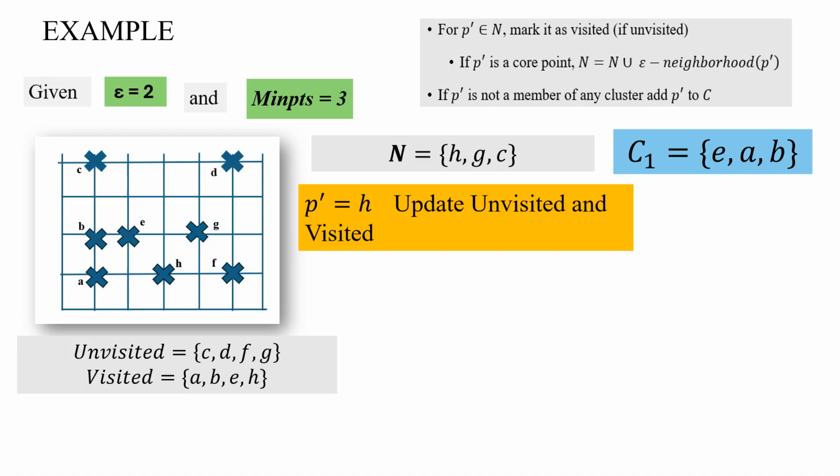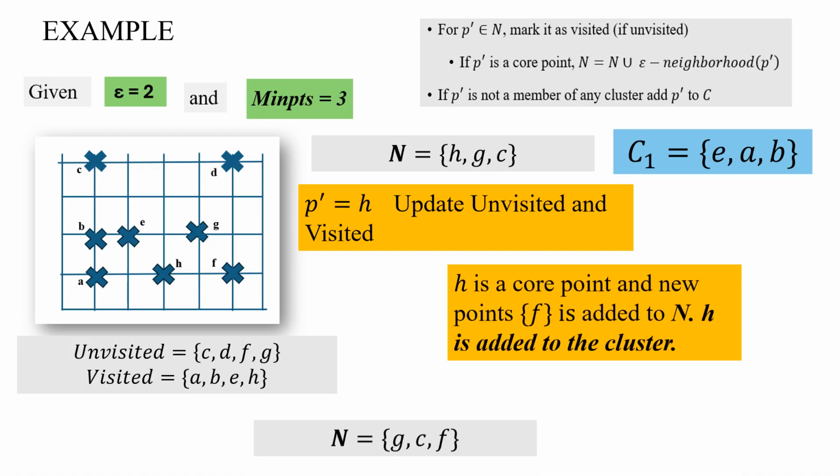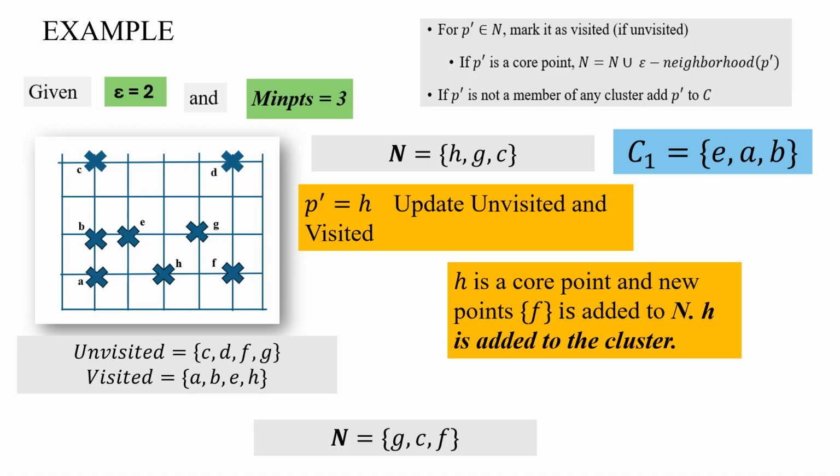So we pick up now H, update these two sets, and H is a core point. See, H is a core point because its neighborhood contains E, A, G, and F. Okay, so new point F, F was not there here. See, H, G and C are there. G is already there because initially we had chosen E. So G was close to E in its neighborhood.